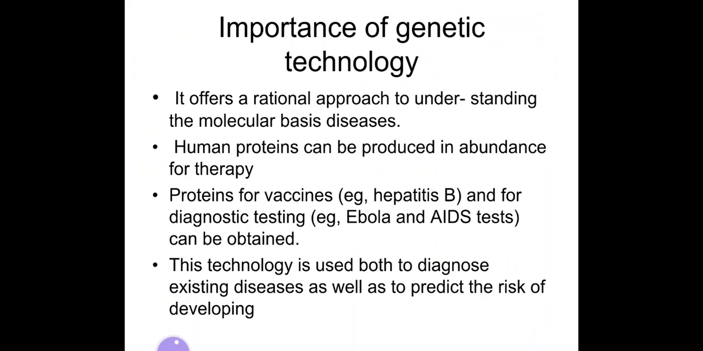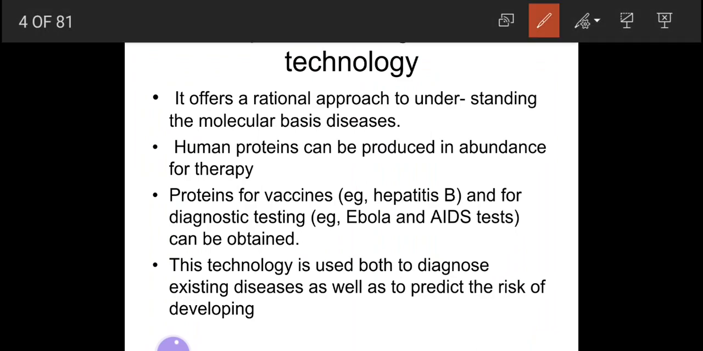What is the importance of DNA technology? It offers a rational approach to understand the molecular basis of diseases. Human proteins can be produced in abundance for therapy. Many of the proteins for vaccines are developed by using biotechnology techniques, for example hepatitis B, and research is going on in order to develop vaccines for other viral diseases.